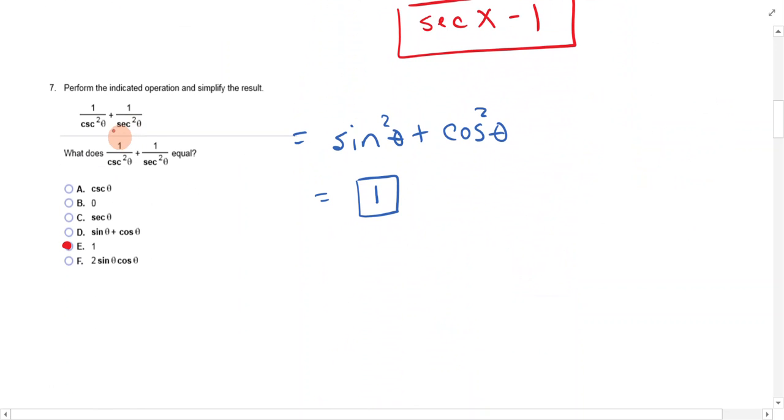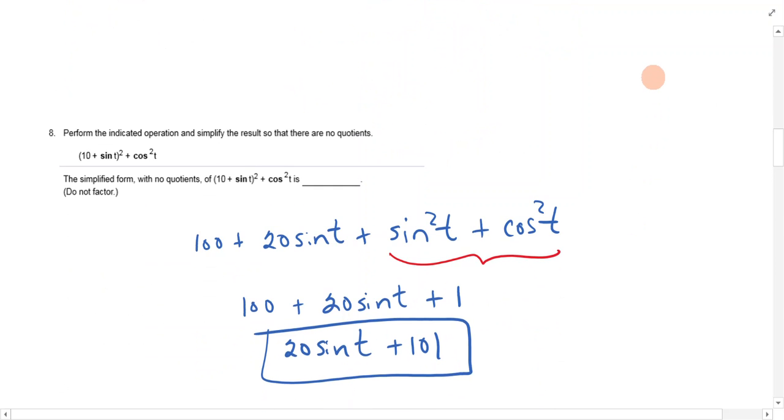1 over cosecant squared theta is sine squared theta. 1 over secant squared theta is cosine squared theta. Those two added give you 1. So that's a multiple choice, but you need to be able to see that.